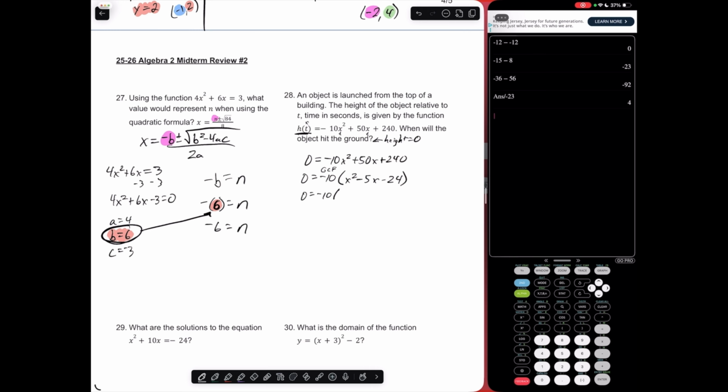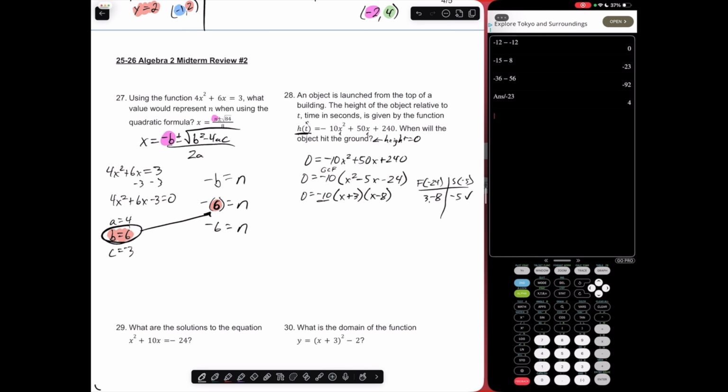Now we can do the factor sum method. So we want factors of negative 24 that have a sum of negative 5. Again, just for the sake of time, I'm just going to write the answers. So this would become x plus 3 and x minus 8.